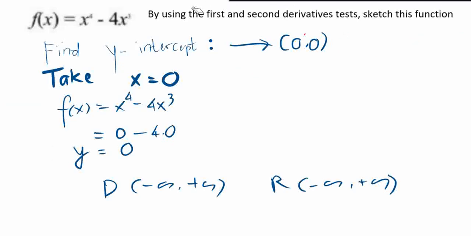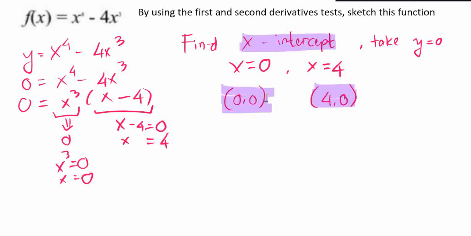After the x-intercept, we want to find the y-intercept. How do we find the y-intercept? When we take x equals 0. So we substitute x equals 0 here and 0 here. 0 minus 4 times 0 is 0. So it's the same coordinates, 0, 0. So this is also the y-intercept and also the x-intercept.